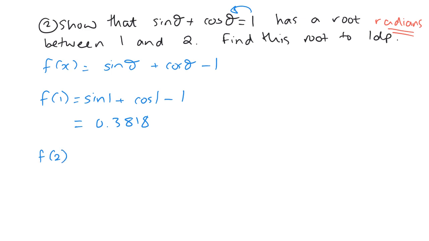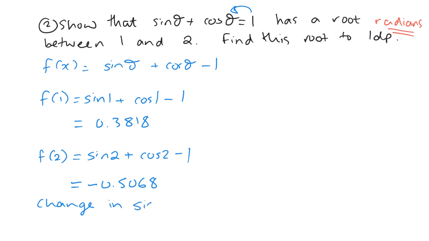f of 2 then. It just so happens that both examples I've picked are between 1 and 2. It doesn't have to be between those two numbers. Sine 2 plus cos 2 minus 1, and when we put that in, we get minus 0.5068. We say that there's a change in sign, and you need to put this wee line in: therefore a root between 1 and 2.